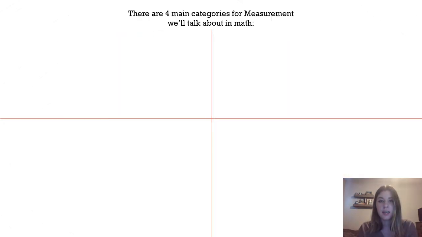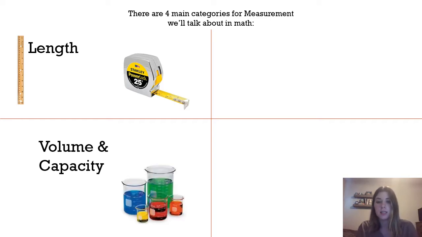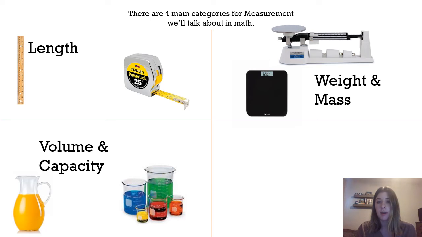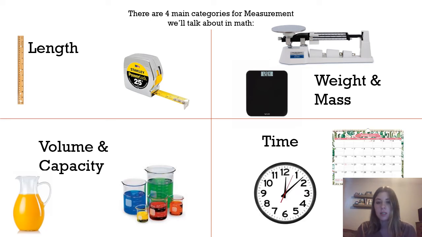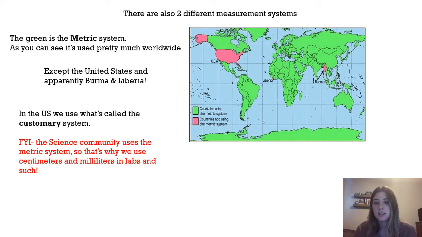Okay, there are 4 main categories for measurement that we talk about in math and that we solve problems using. We're going to talk about length, volume and capacity, which would be liquid volume, how much something takes up. We're going to be talking about weight and mass, and we'll be talking about time, meaning seconds, hours, minutes, years, decades, etc. We have 2 different measurement systems.